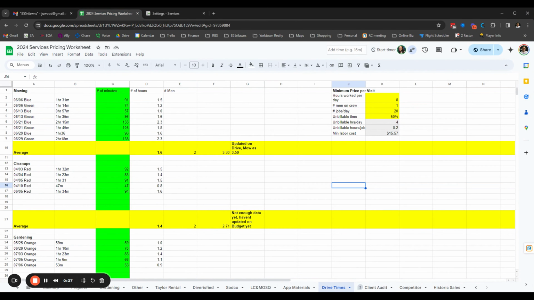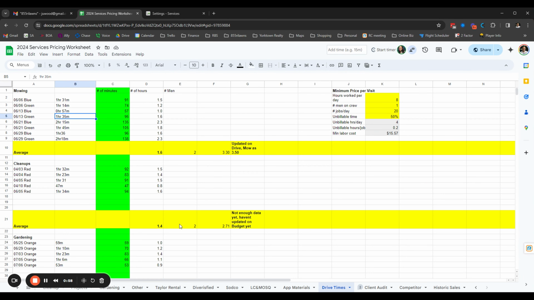So I'll show you what we do on our pricing worksheet here. For unbillable time, we take a sample of some different crews doing different types of work. Like this crew's doing mowing, this one's doing cleanups, this one's doing gardening. We take their route on a few sample days, and we put it in Google Maps, and we see exactly how long that drive time is on that route.